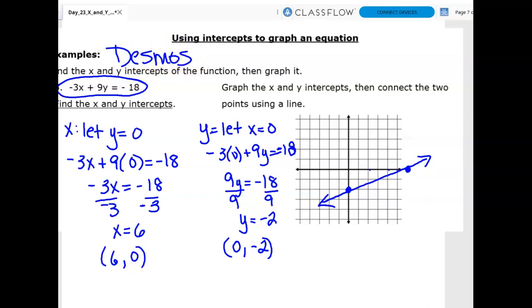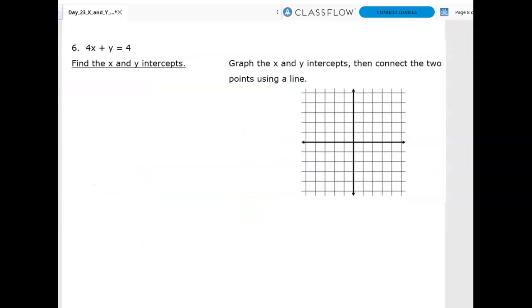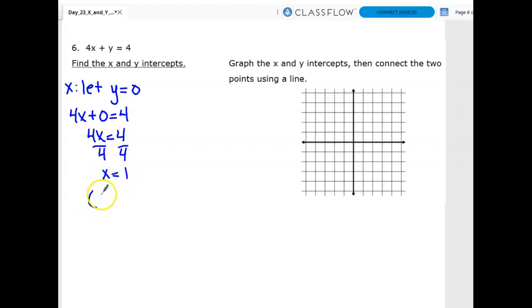Okay, so now I want you to try one, so you can pause the video and give this a try. I'll continue on. So our x, we're going to let our y be 0. So 4x plus 0 would be equal to 4. 4x is equal to 4. We're going to divide both sides by 4, so our x is 1. So the ordered pair is 1, 0. We're going to graph the point 1, 0.